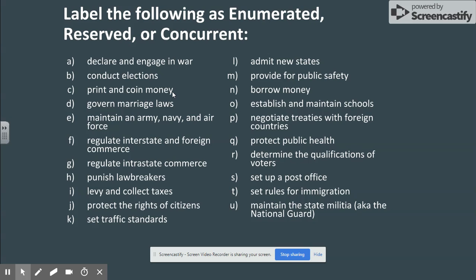Who can print and coin money? Letter C, that's going to be enumerated as well. There's only one type of money in America, and that is the national government who controls it. It's enumerated.